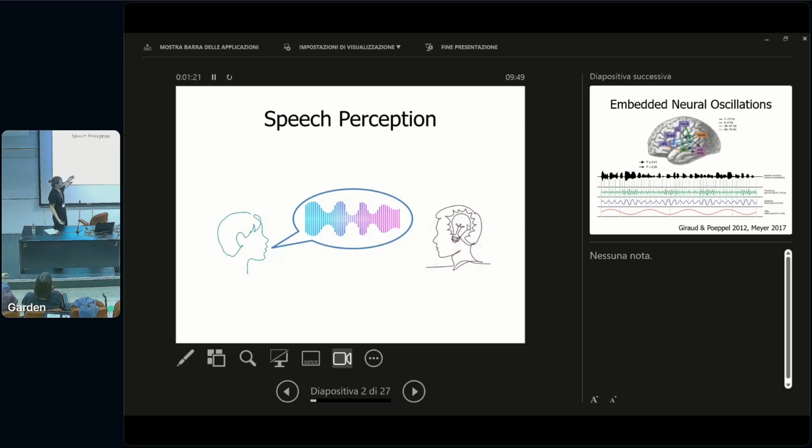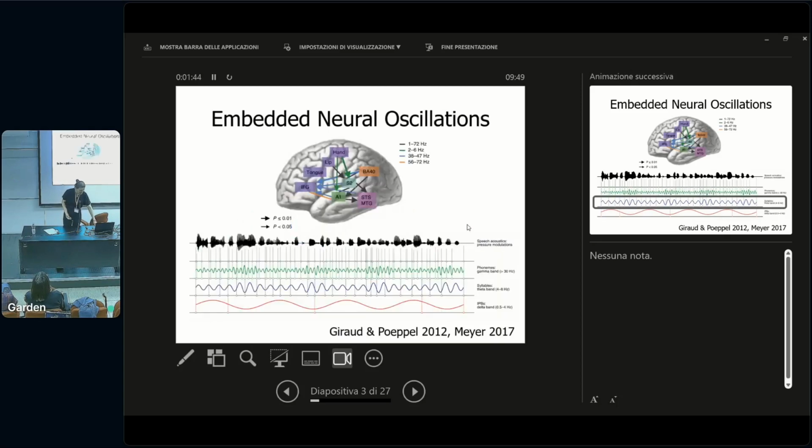So children, and of course adults, as we are doing it now, need to process this modulated carrier signal. There's a carrier produced by the vocal cords, the fundamental frequency, which gets modulated in frequency and in amplitude to carry linguistically relevant information. And of course, people have been interested in how adults do this, and models have been proposed to account for how adult listeners are able to process speech.